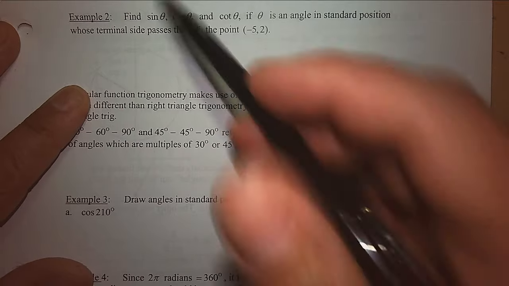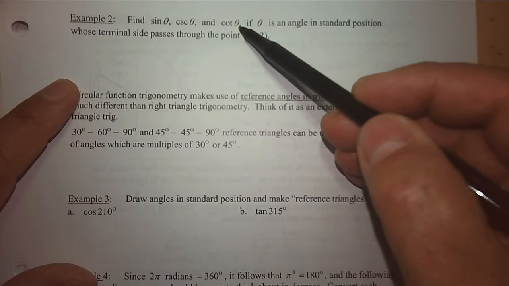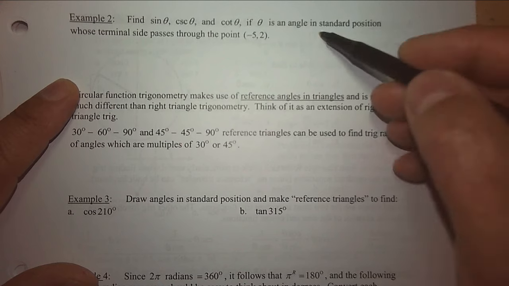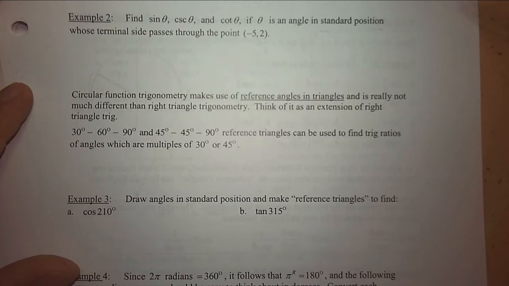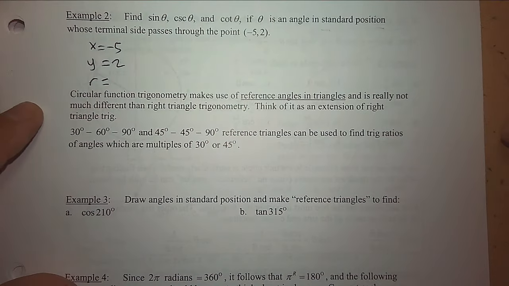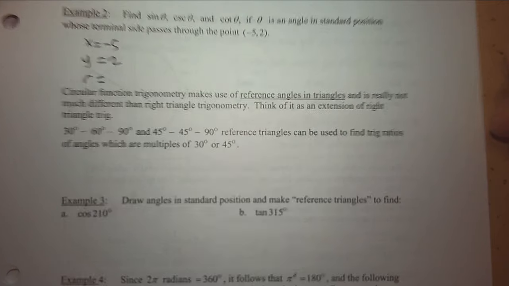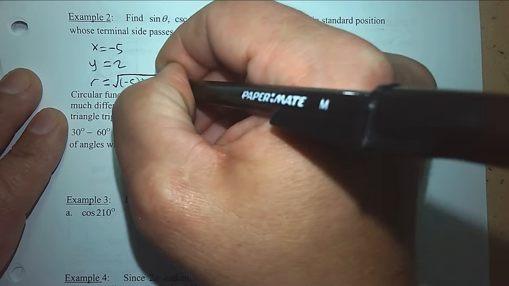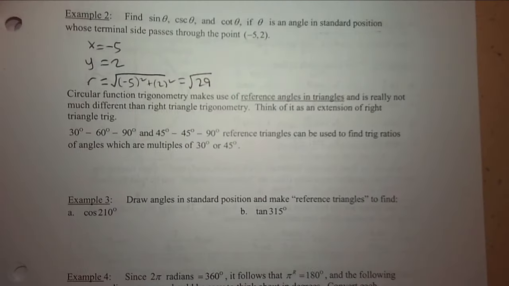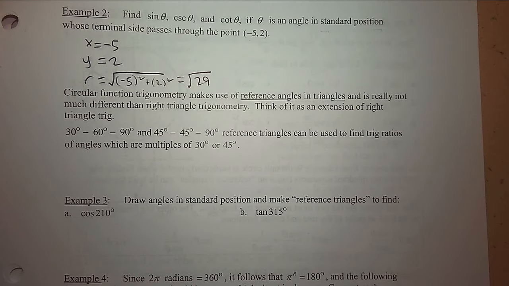Turn the page. Here's the question. Find sine theta, cosecant theta, and cotangent theta, if theta is an angle in standard position whose terminal side passes through the point negative 5 and 2. We don't need a graphical representation here. What does x equal? What does y equal? What don't I know that I need to find? The radius. How do I find the radius if the radius is not 1? What's the formula? The square root of negative 5 squared plus 2 squared. So what is that? What's the length of the radius? 25 plus 4 obviously is 29. Yes, leave it at root 29.